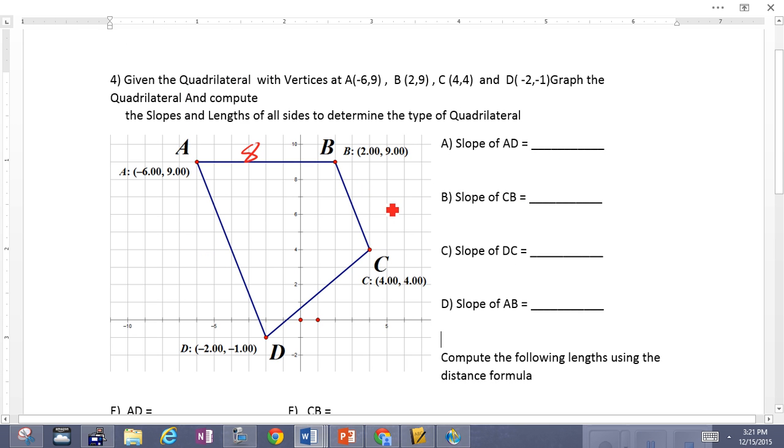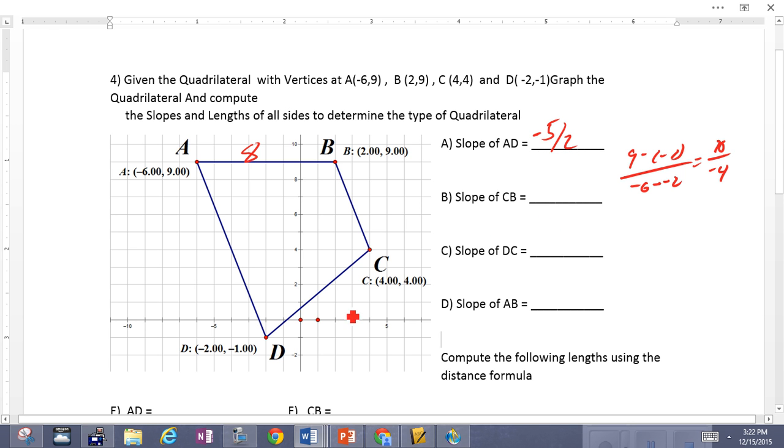The slope of AD is going to be 9 minus a negative 1 over negative 6 minus a negative 2. So it's going to be 9 minus a negative 1, which is 10, over negative 6 minus a negative 2, which is negative 4. So I'm going to get negative 5 halves for that slope of AD. Negative 5 halves, always reduce it.